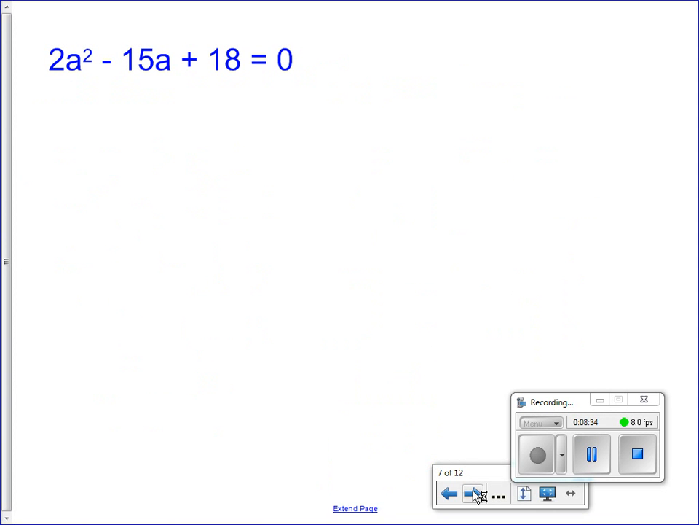All right, one more. This one is, remember, a little bit more difficult because our a is not equal to 1. So we have to take our a times our c. 2 times 18 would be 36. And we want factors of 36 that add up to negative 15. Those two factors would be negative 12 and negative 3. All right, negative 12 times negative 3 is positive 36, and when we add them together, we get negative 15.